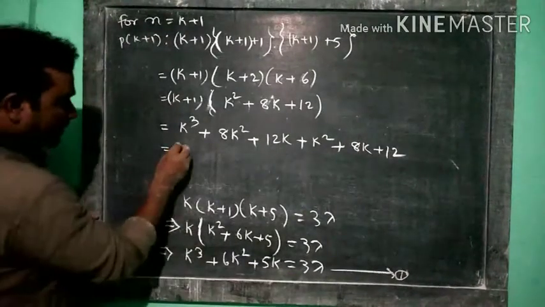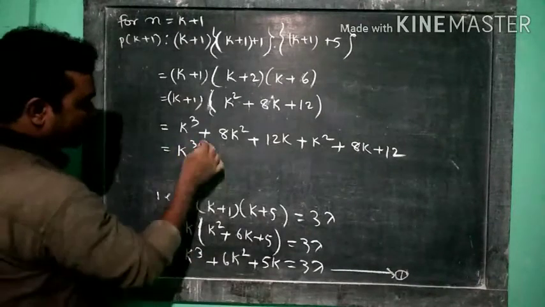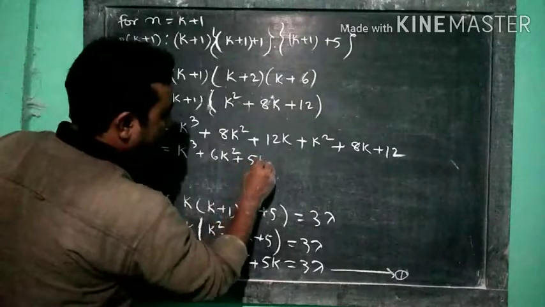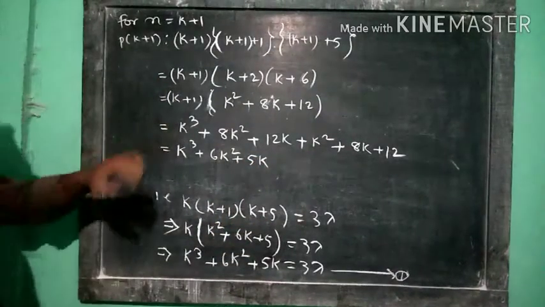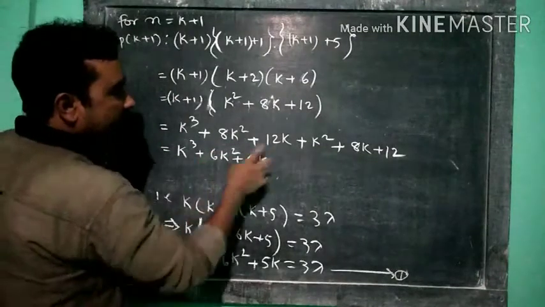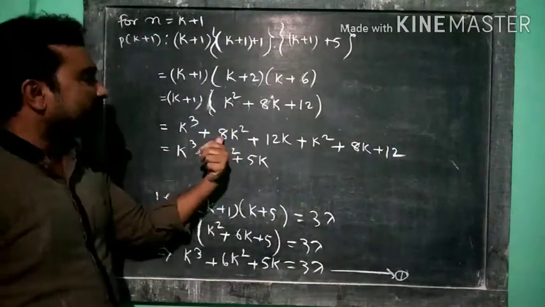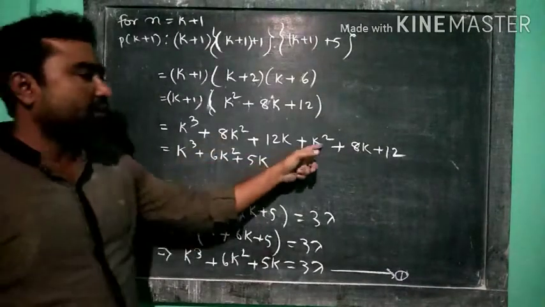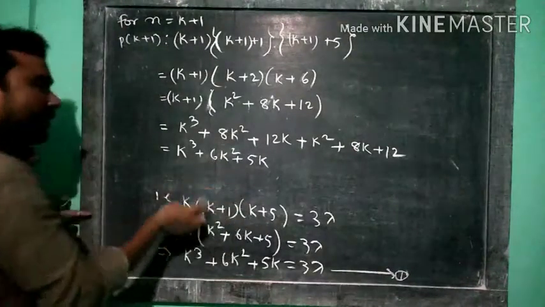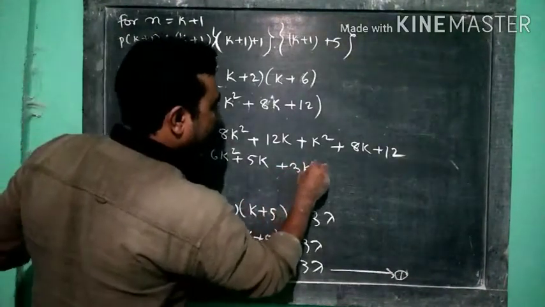So first we match with this: we write k cube, then 6k square, plus 5k. Now here, how many k cube are there? One, and we have written one. Then how many k square are there? There are 9 k square: here is 8 and here is 1. So total number of k square is 9. Already we wrote 6 k square, so remaining is 3 k square. So write here 3 k square.